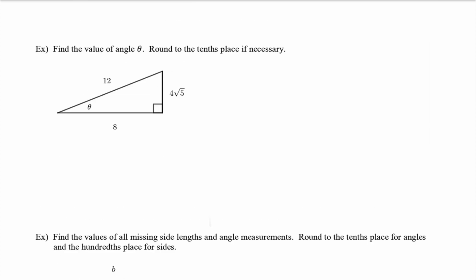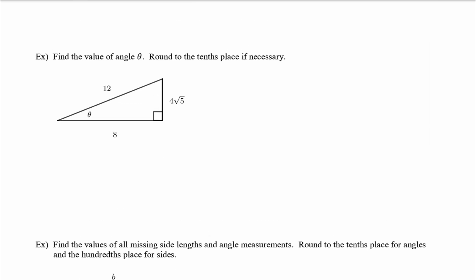All right, so the next one we are being asked to find the angle. So I know all 3 sides. I know the hypotenuse is 12, this is 8, and this is 4 root 5. So if I label everything, this is the opposite side. This is the adjacent side. And this is the hypotenuse.